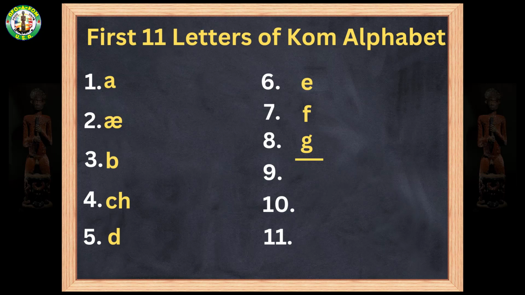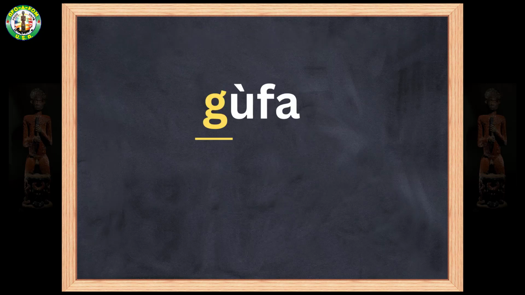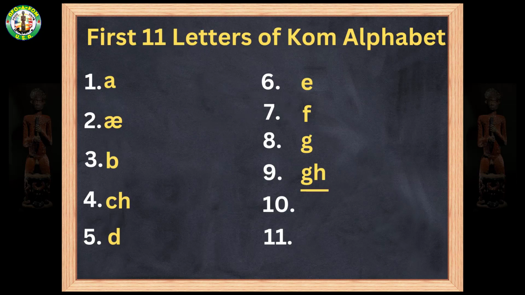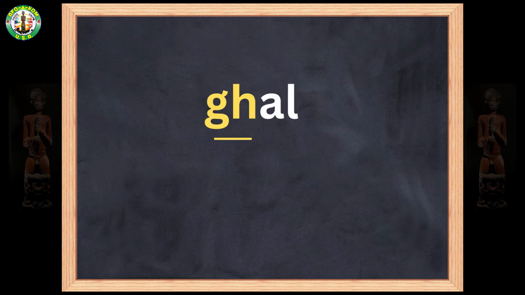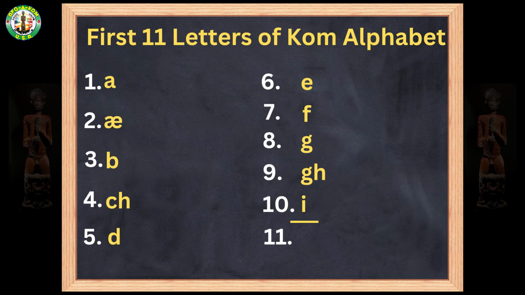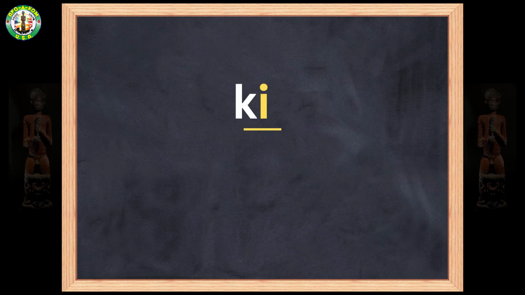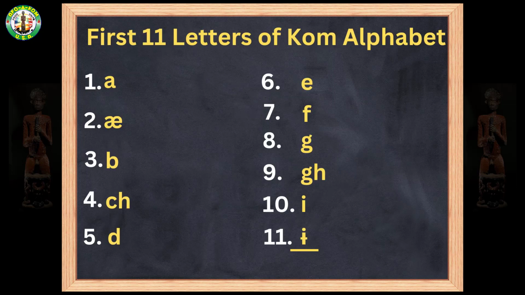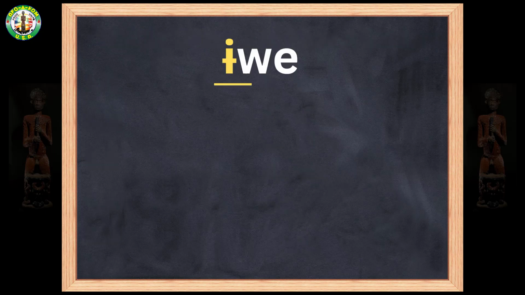And then the 8th one is G, as in gufa, which means drag. Then the 9th one is R, as in rao, which means hold. And then ramte, which means glue. And then the 10th one, we have it as I, which is ki, as in look. Iti, as in a grinding stone. And then the 11th one is U, which is uwe, afu, aku.